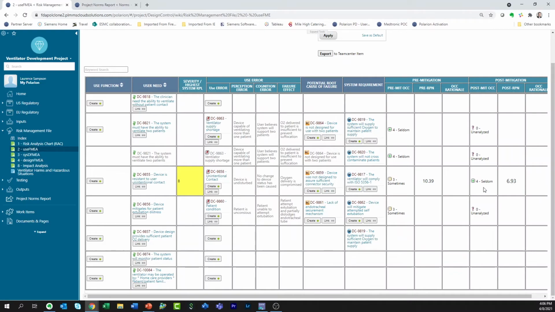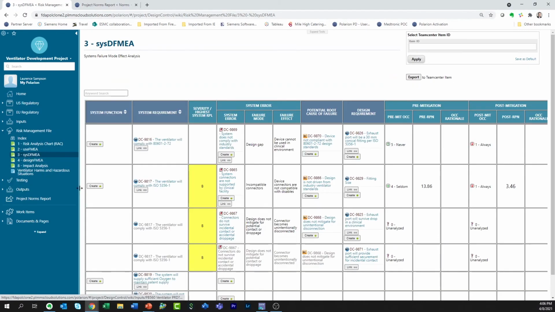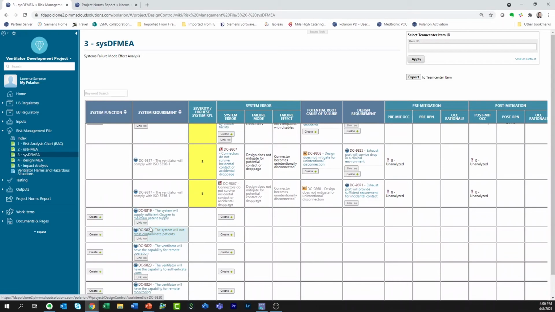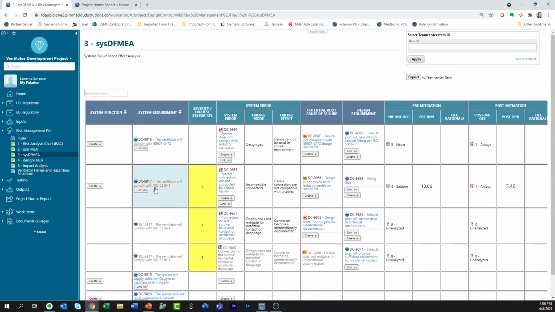Then, of course, we go through a set of pre and post mitigation to be sure that this unintentional contact is actually going to be met when we comply with this standard. So then, of course, we go to systems failure mode analysis. And the systems failure mode analysis is going to take that 5356 systems requirement, and we're going to decompose it into different design requirements. And so fitting size is one of the things that we talked about, and that's driven directly from the standard. But there's going to be other things.